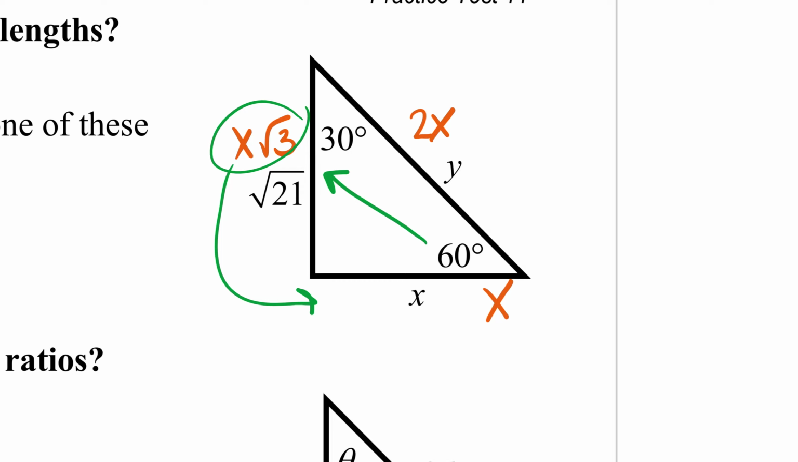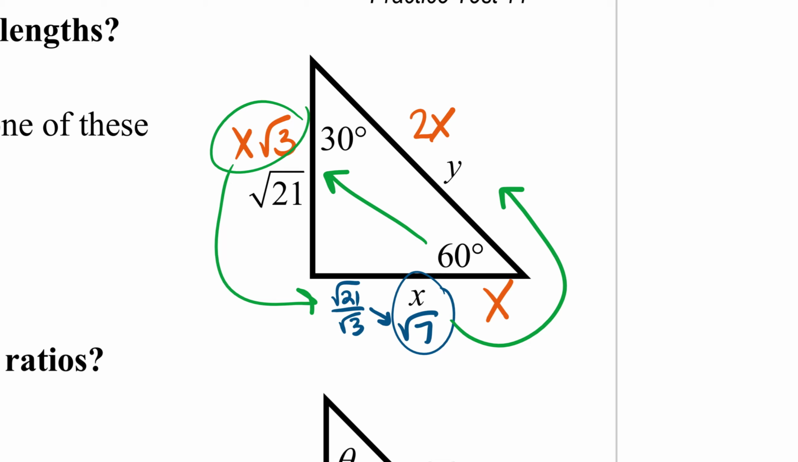So since I have a square root already, this would be square root of 21 divided by square root of 3. Because they are both square roots, I can divide the two numbers. So that would give me square root of 7. I can't reduce that at all, so x is square root of 7. And then to go from the shorter leg to the hypotenuse, I just multiply whatever my number is times 2. So I would have 2 times square root of 7, which is just 2 square root of 7.